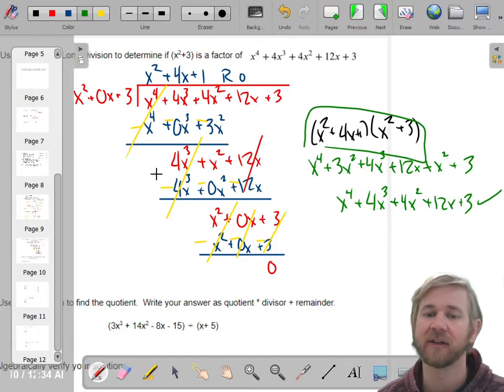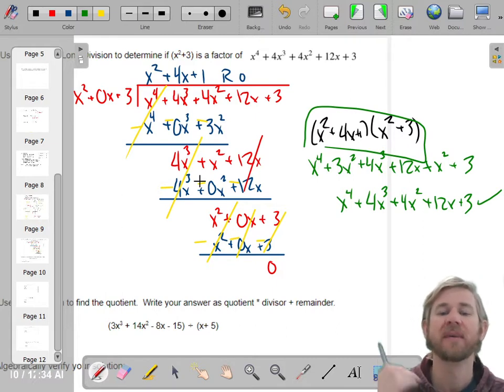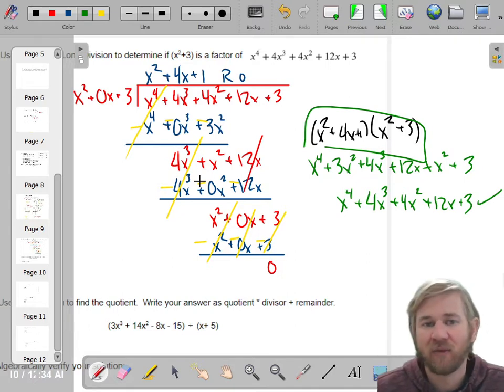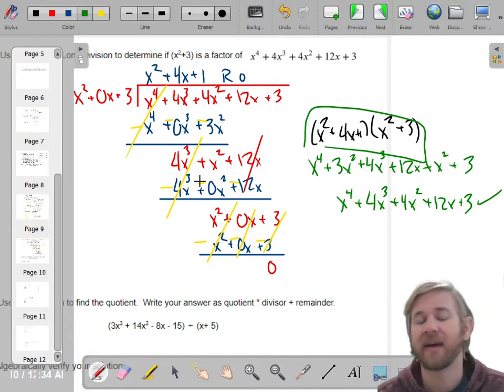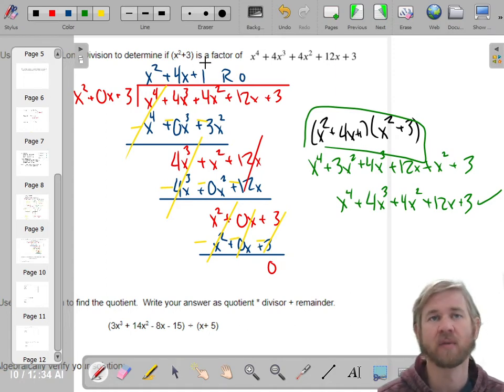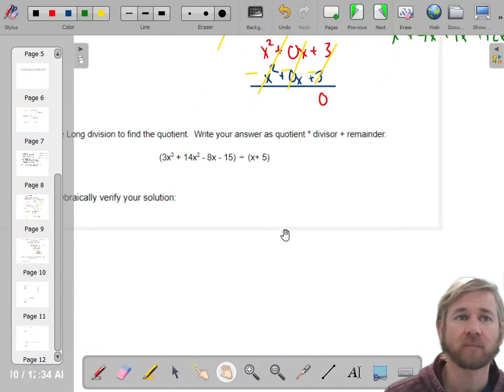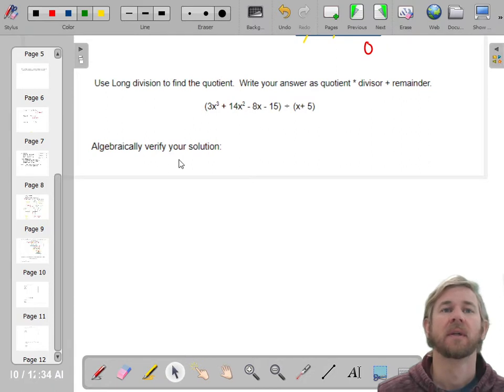So I know it's a factor, and the main thing I'm asking for is show me the remainder is 0. If you can show me the remainder is 0, then you can say it divides evenly. That's how we've said this before. It divides evenly. It goes into it without any remainder. So this is the factored form. Yes, it's a factor. Let's try another one.